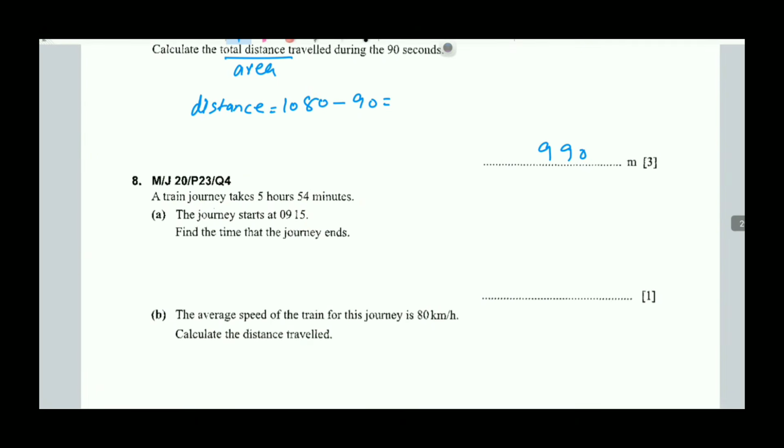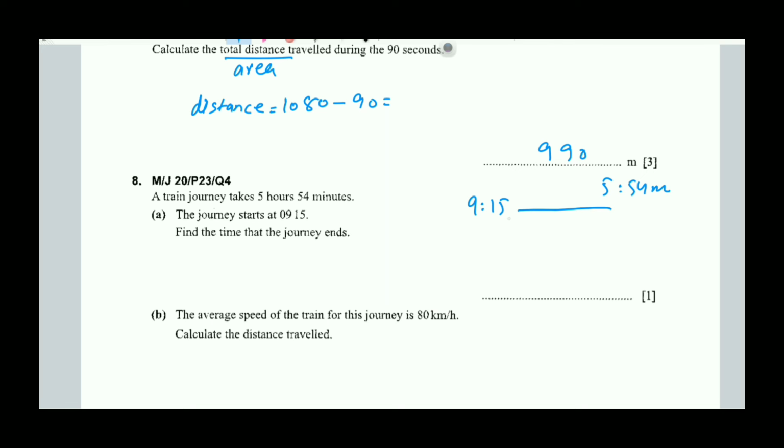Question number 8. A train journey takes 5 hours 54 minutes. The journey starts at 9:15. Find the time that the journey ends. So very easy question. What we have to do? 5 hours 54 minutes you have to add to 9:15.